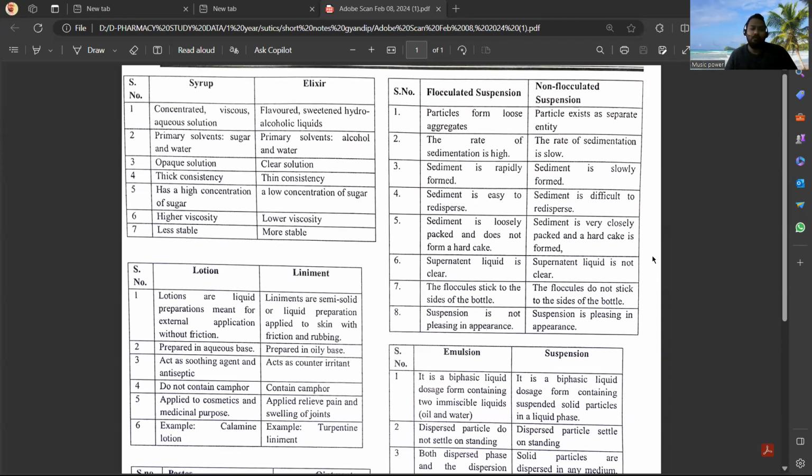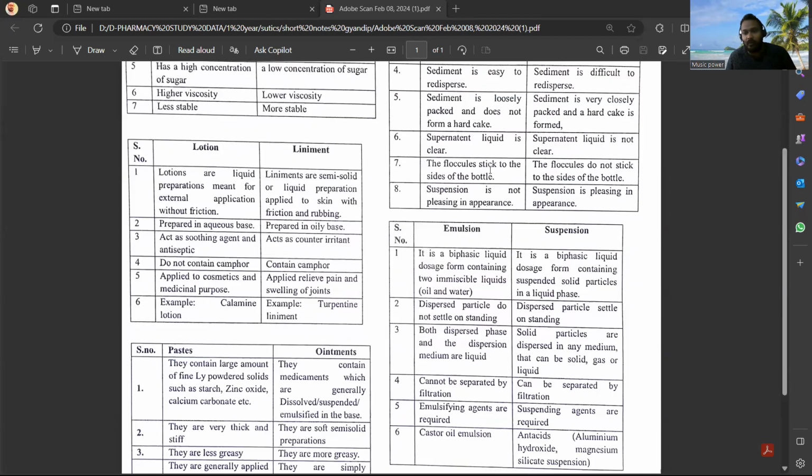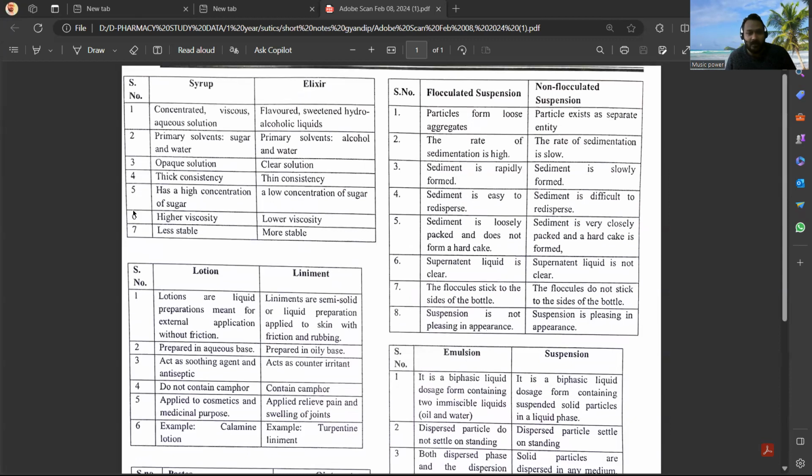Today we are going to discuss important pharmaceutics differences like syrup and elixirs, the difference between lotion, liniment, emulsion, suspensions, and flocculated and non-flocculated suspensions. So these differences are so much important. Definitely you will see one of them in the exam. So first we begin with syrup and elixirs.